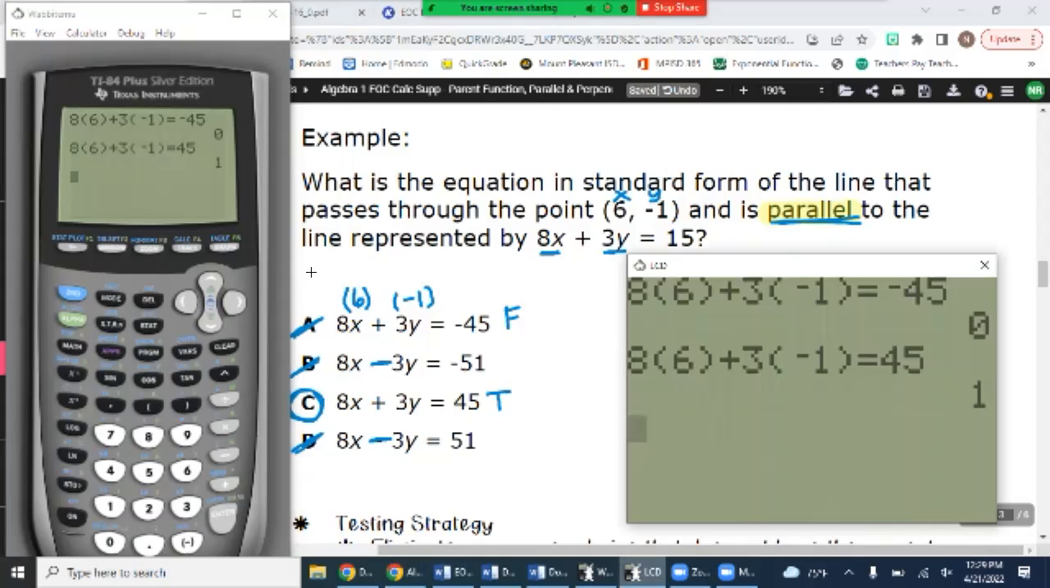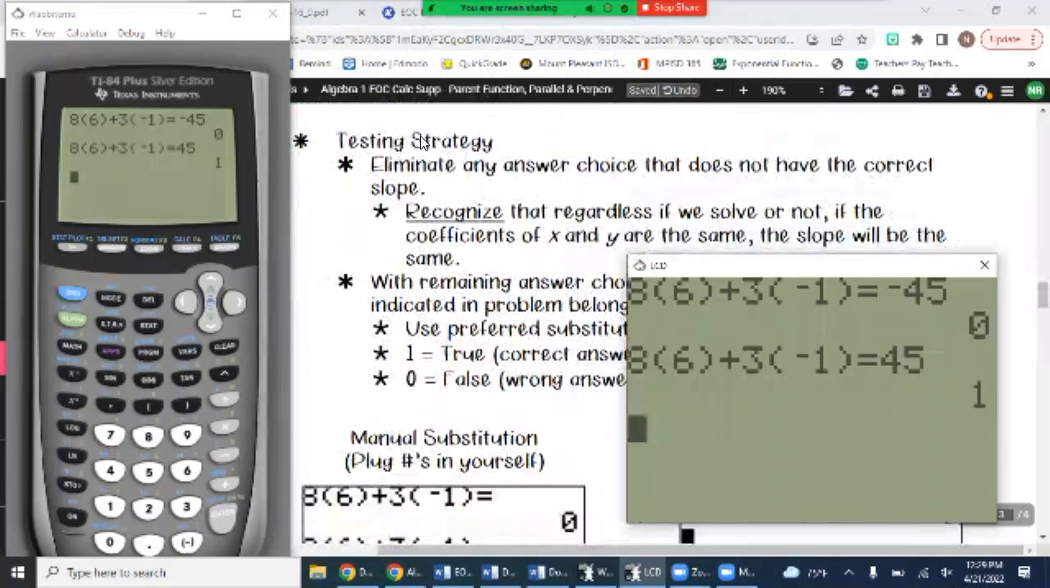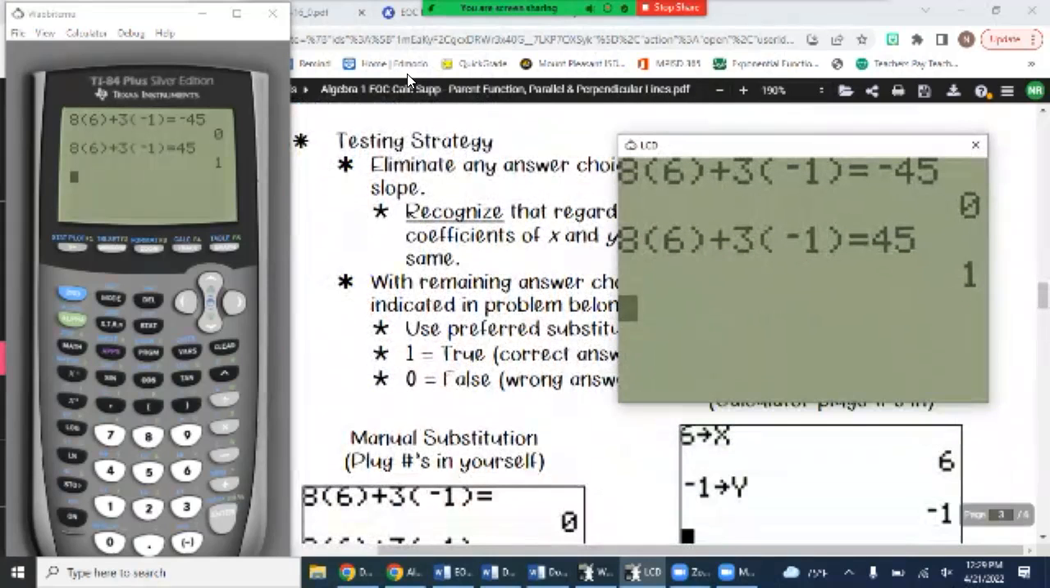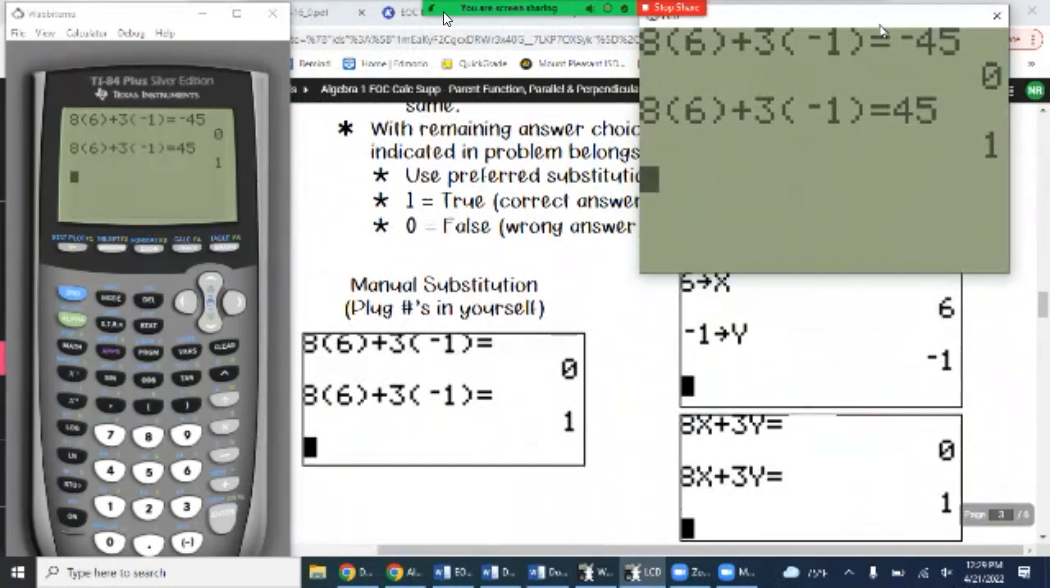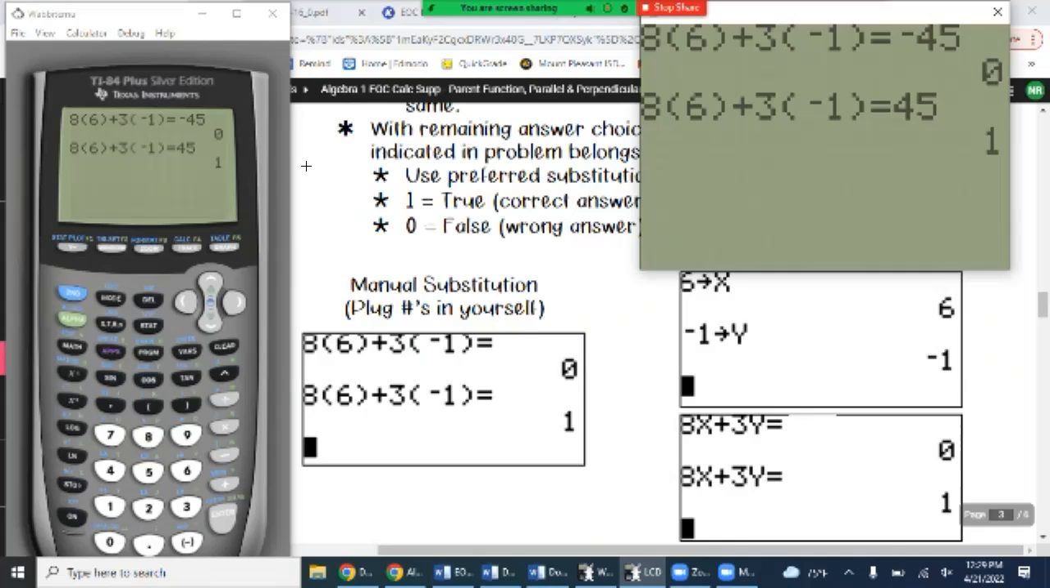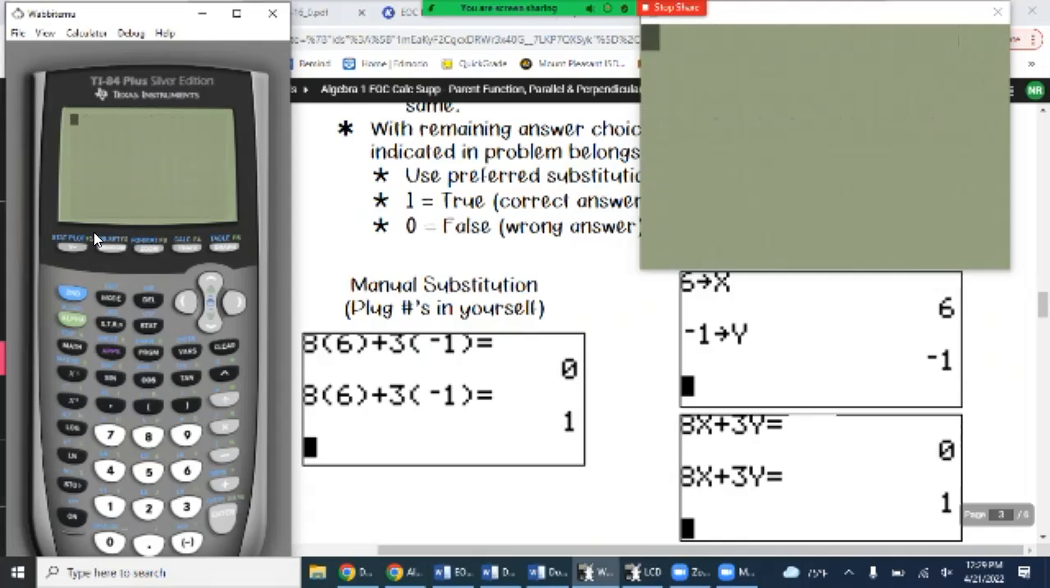Now remember, I told you guys that there's always that 1 or 2 students that always complain and say, Miss, I don't know where to put the parentheses. I don't know if I need to put the negative inside of the parentheses or leave the negative outside of the parentheses. Tell the calculator to do the plugging in for you. I need to put a 6 for x and a -1 for y. So 6, store it.